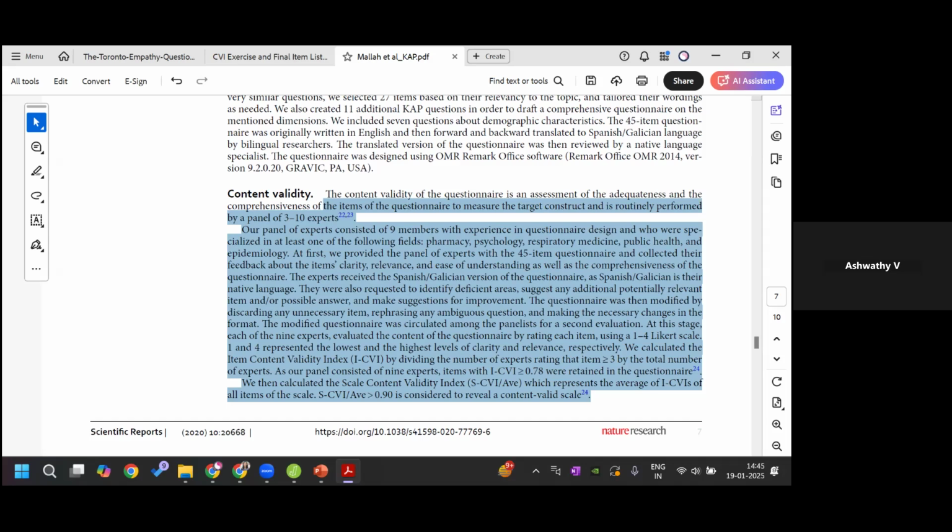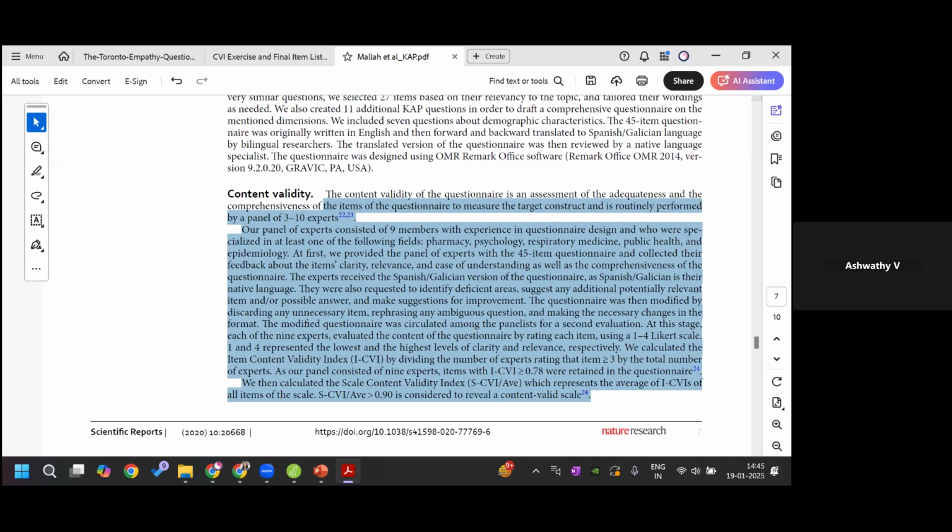We calculated the item content validity index, ICVI, by dividing the number of experts rating that item 3 or more by the total number of experts. As our panel consisted of 9 experts, items with ICVI more than or equal to 0.78 were retained in the questionnaire. We then calculated the scale content validity index, which represents the average of ICVIs of all items of the scale. SCVI average more than 0.90 is considered to reveal a content valid scale.